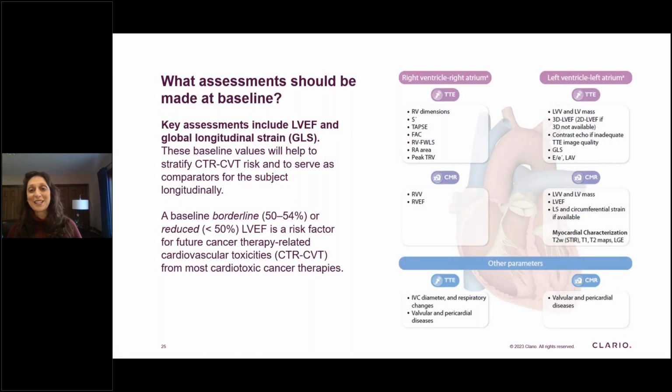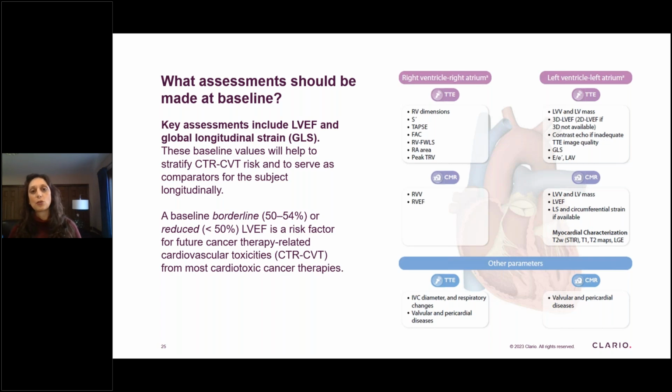This is a graphic from the ESC guidelines. There are a lot of abbreviations. We're not going to go into all of it. Suffice it to say that the take-home message is that you want to look comprehensively across the heart at baseline: the left ventricle, the left atrium, the right ventricle, the right atrium, valvular assessments, pericardial diseases. You want to look at the whole thing to really get an idea of how to stratify that patient's baseline risk. Two key assessments are LVEF and global longitudinal strain, which is abbreviated as GLS.